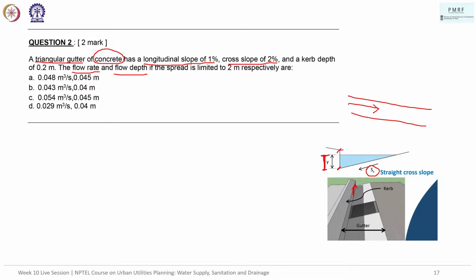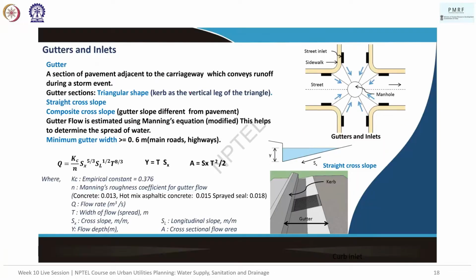Yes, this is the curb top, so that is the curb depth, right? And spread is the width of flow, right? So this is spread, 2 meters. So that is the information that we have, right?